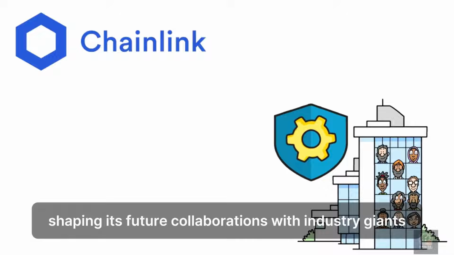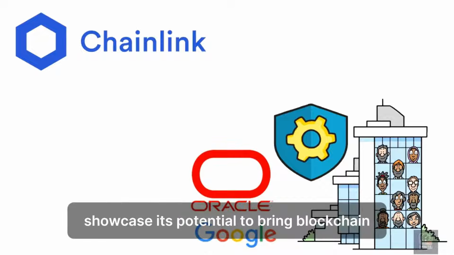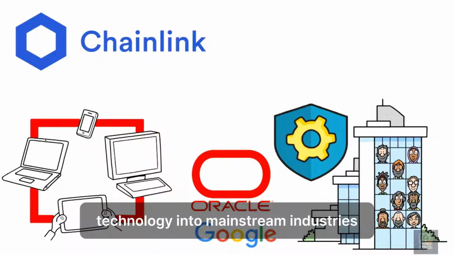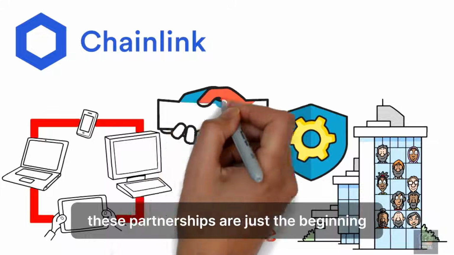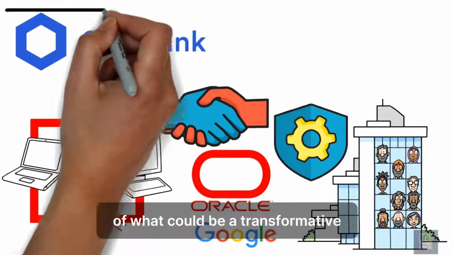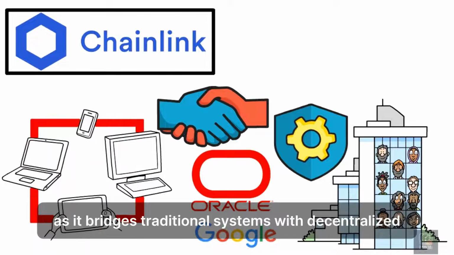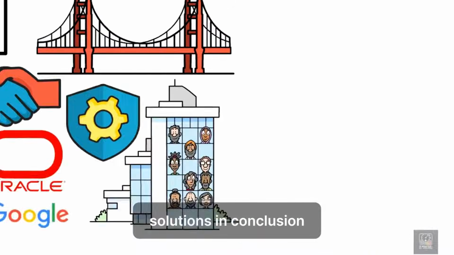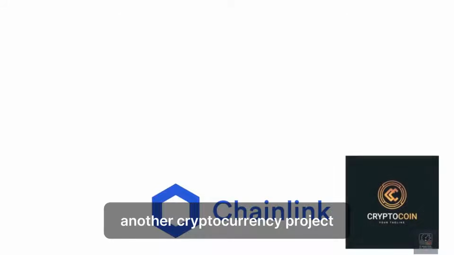Chainlink's focus on enterprise adoption is another significant factor shaping its future. Collaborations with industry giants like Google and Oracle showcase its potential to bring blockchain technology into mainstream industries. These partnerships are just the beginning of what could be a transformative journey for Chainlink as it bridges traditional systems with decentralized solutions.